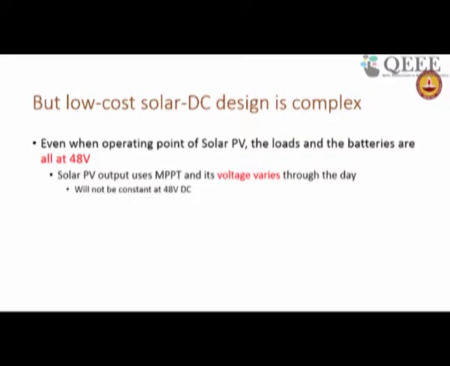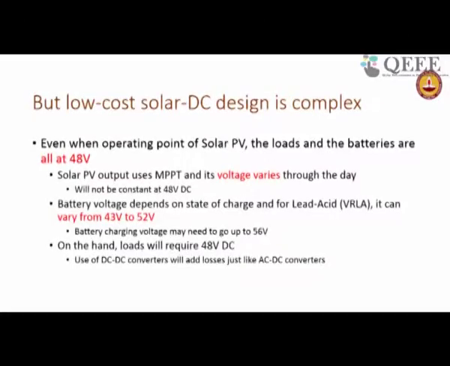My load requirement may be at 48 volts. So what do I do? Similarly, the battery voltage changes from 43 to 52 or even 56 volt if I want to do boost charging. A lead acid battery, when it is nearly empty, is around 43, 44 volt. When it is nearly full, it is more like 52, 53 volts. So it is not the same voltage. So what do I do? I can't just connect 48 volt and expect everything to work. So it requires very careful design.